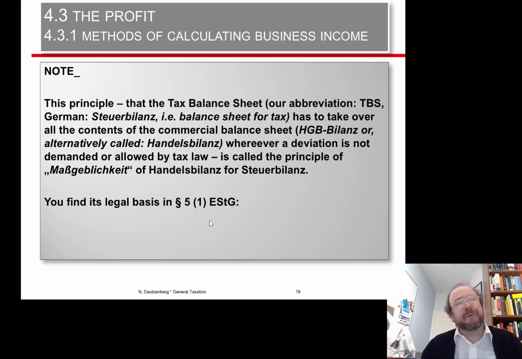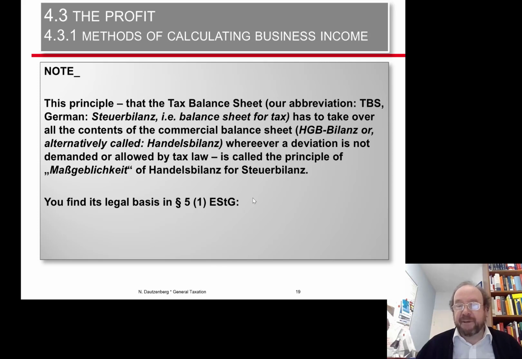Is linkage principle the same as the orientation principle, or the commercial balance sheet is the basis principle? So you would only create confusion. So we have the principle of Maßgeblichkeit, which says nothing else than when you make your tax balance sheet and tax profit and loss statement, you have to take over everything from commercial accounting where the tax rules do not require a deviation, or at least say you can change something.